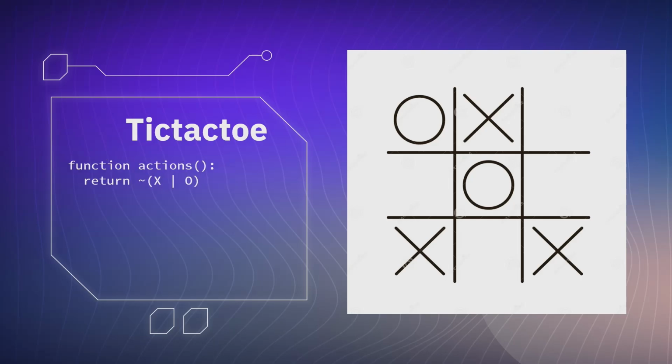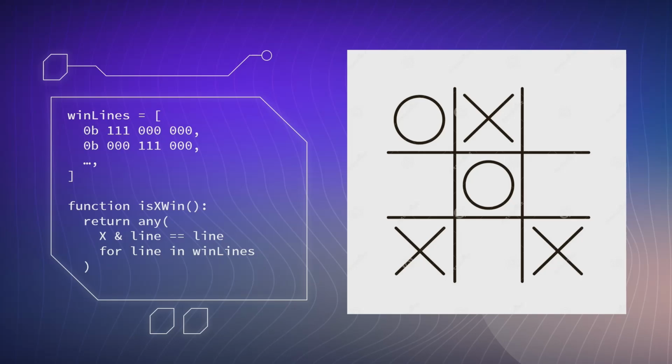Let's say you want to get the possible actions within this board. You just do X OR O, and then invert that to get all the possible actions. Another example is determining whether X is winning. You determine all the winning lines. Let's say 111 is when X wins the first horizontal line, and the second is when X wins the middle horizontal line. You determine all the winning lines, and with this function you just check X AND line equals line.